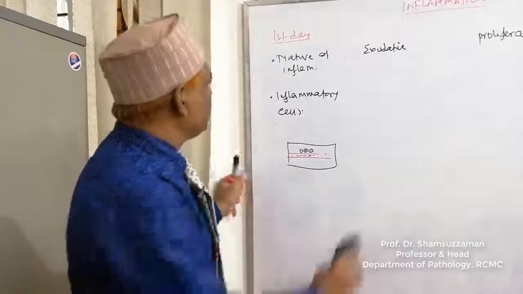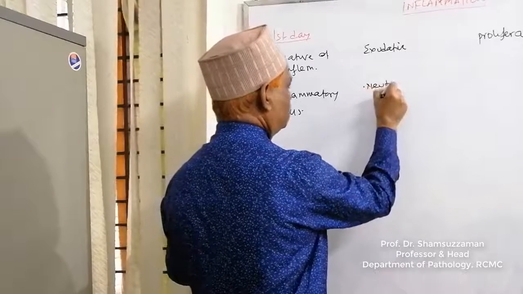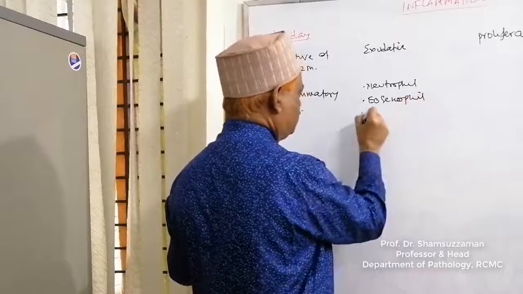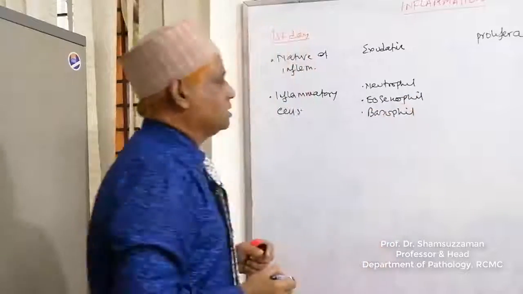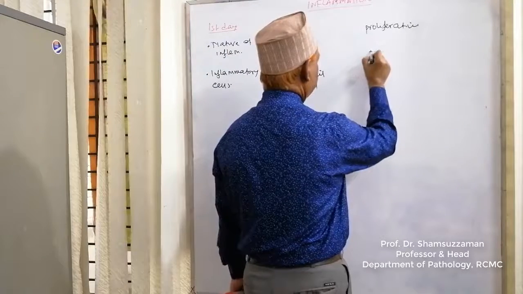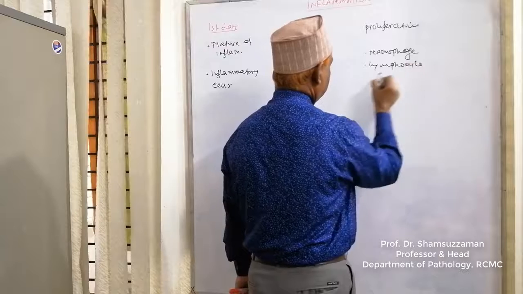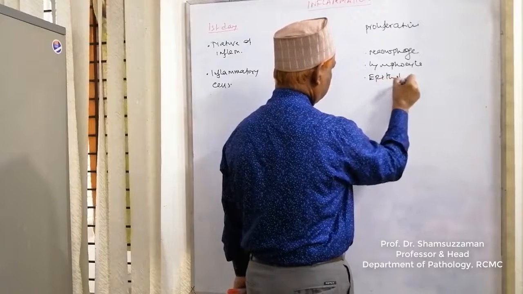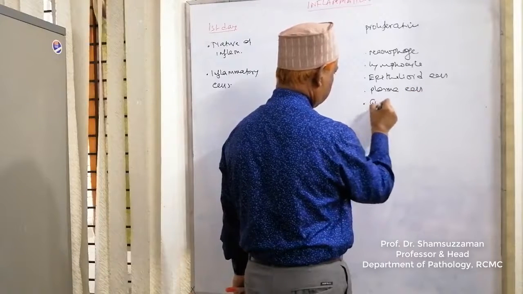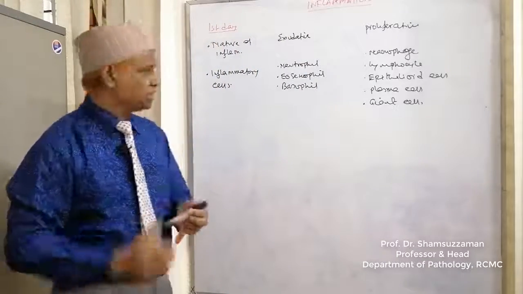Now come to what are the inflammatory cells present in acute inflammation in the tissue. One is neutrophil, another is eosinophil, and another is basophil. These are the acute inflammatory cells. You can get them outside the blood vessel in the tissue at the site of acute inflammation. And chronic inflammatory cells are macrophage, lymphocyte, epithelioid cell, plasma cell, giant cell. So these are the chronic inflammatory cells, and these are the differences between acute and chronic inflammation.